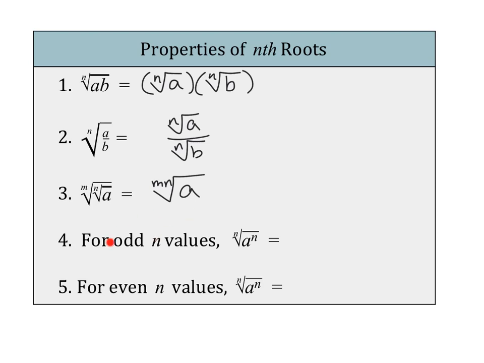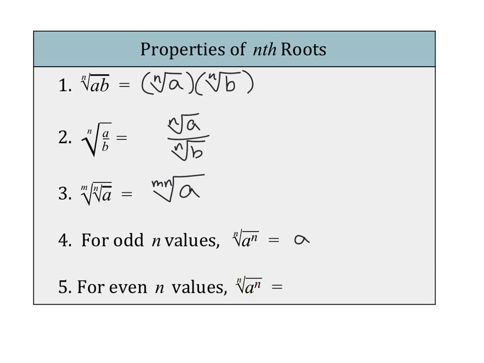Here, if you have an odd n value, the nth root of a to the n is just going to be a. So if you have the cube root of a cubed, it's just going to be a. Another way of thinking about it is if the exponent and the index are the same, they kind of cancel each other out.